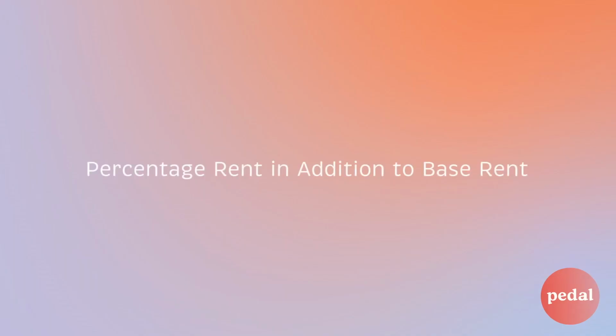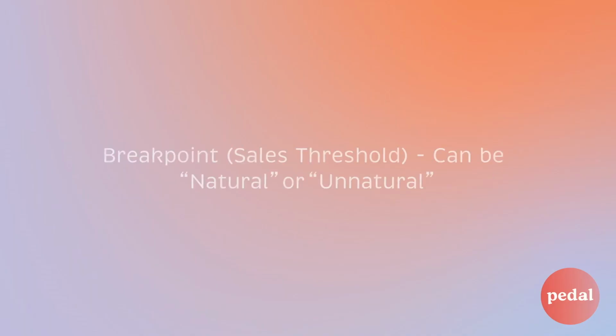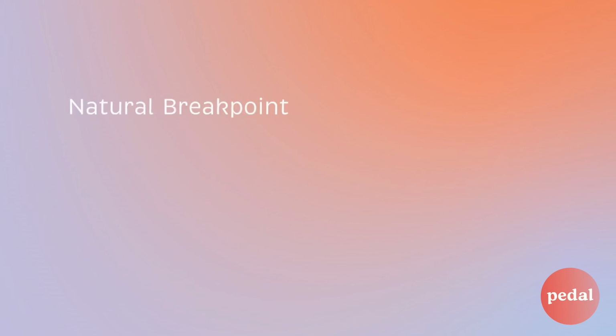Let's talk about percentage rent on top of or in addition to base rent. This is a pretty common concept. What you'll see most often is 6% of sales above a natural breakpoint. So let's break down what that means. Percentage rent is due only after sales exceed a breakpoint or threshold. Most often it'll be a natural breakpoint, but there are also unnatural breakpoints. Let's start with the natural breakpoint.